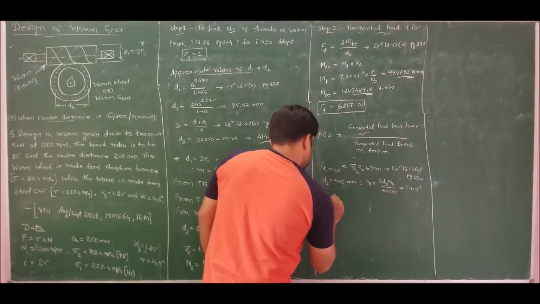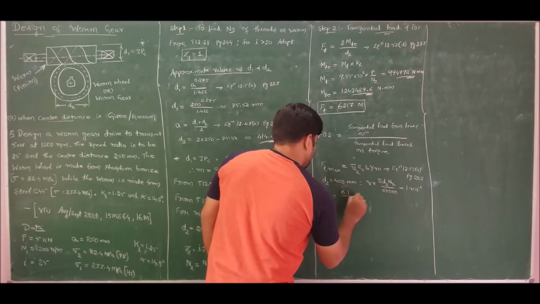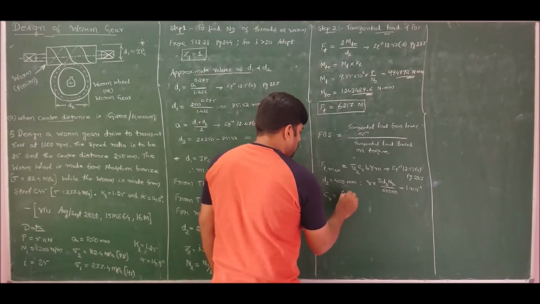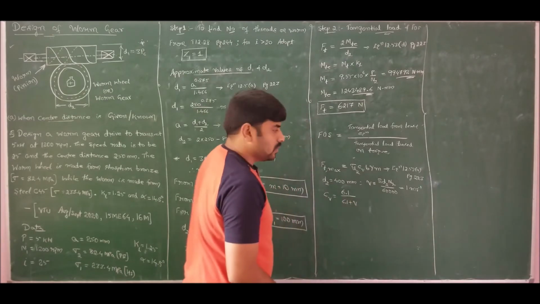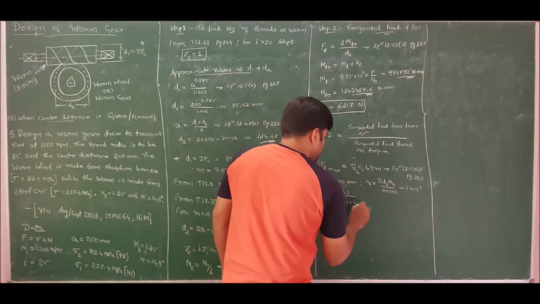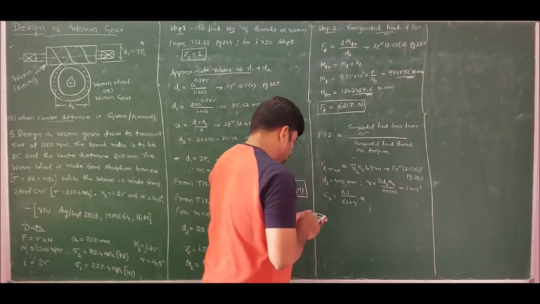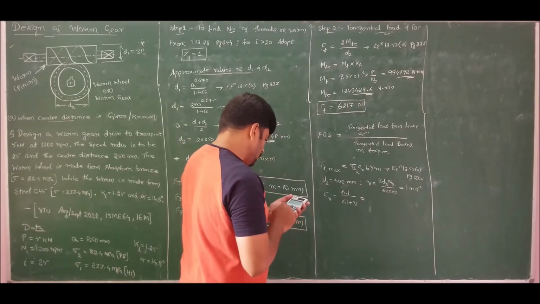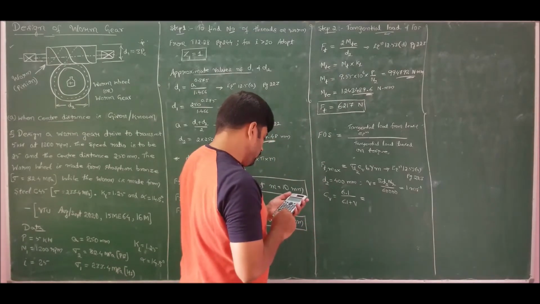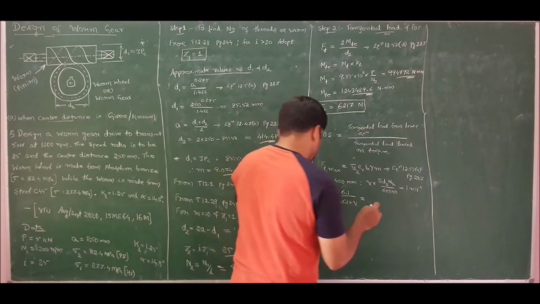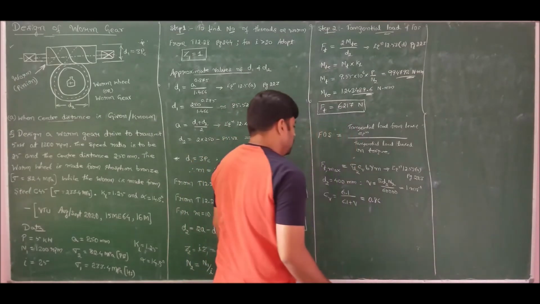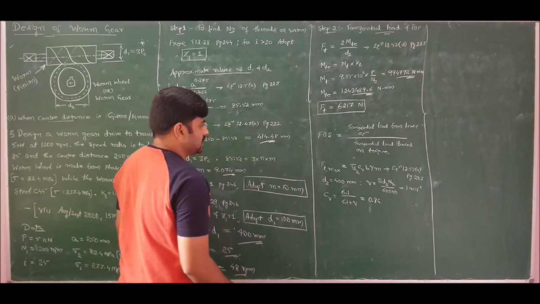For which CV is given by 6.1 by 6.1 plus V. This you people already know from the dynamic load, which is available in the same page. So if I solve, I will get 6.1 by 6.1 plus V, which is 0.86. So we have found out the value of CV as 0.86.